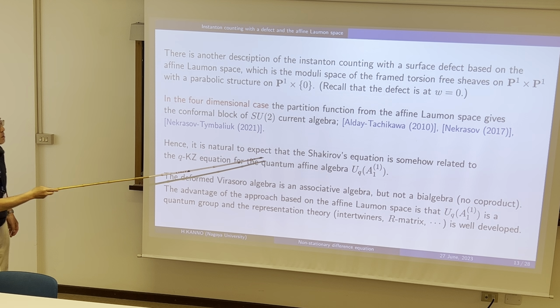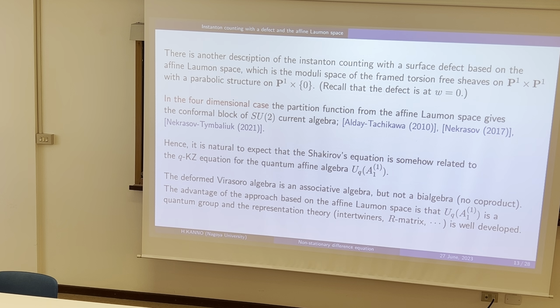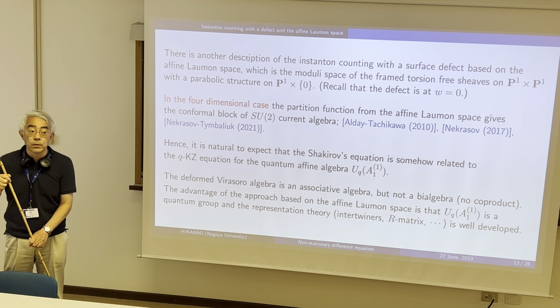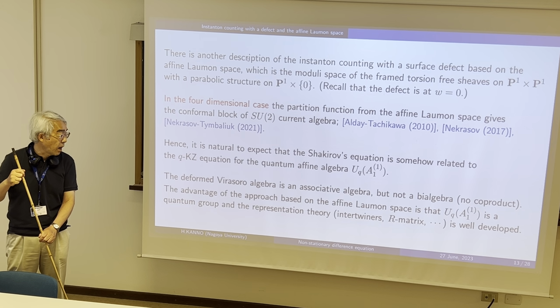Since we are considering a five-dimensional lift, it is very natural to relate his equation to the quantum KZ equation for the quantum affine algebra. And I will show you this is indeed the case. I would like to emphasize this point: the deformed Virasoro algebra, the q-Virasoro algebra, is only an associative algebra, and not a bialgebra or a quantum group, since we don't have any coproduct. The advantage of the approach based on the affine Laumon space is that this quantum affine algebra is a quantum group. So we can use very strong representation theory like intertwiners, R-matrices, and so on.